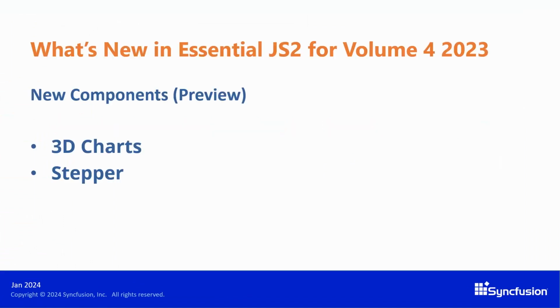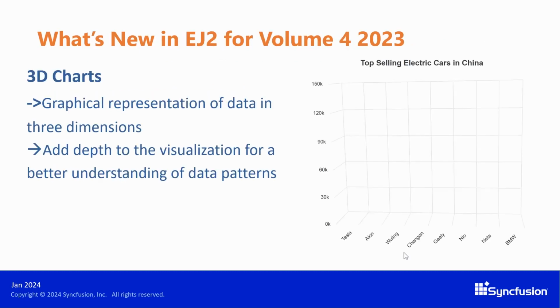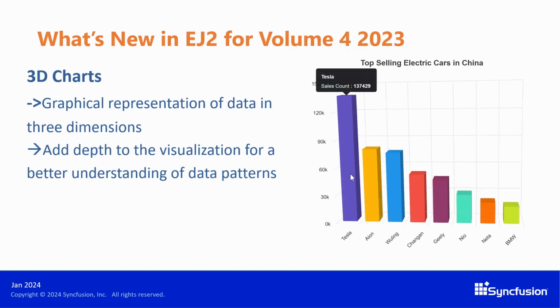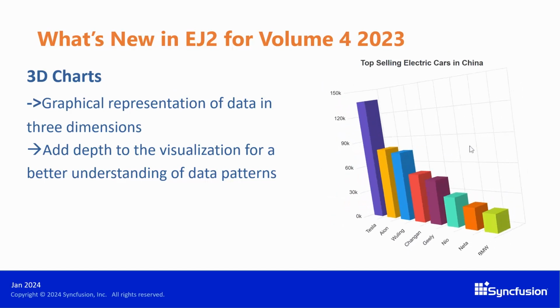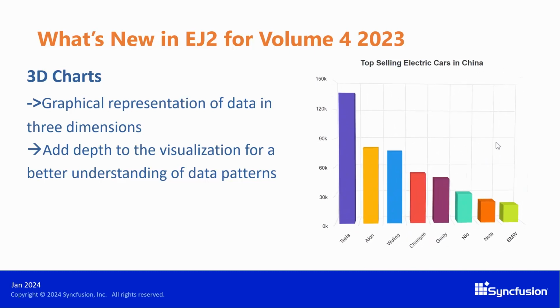The new components that are introduced in the EJ2 platforms are 3D chart and stepper. We have already seen about the stepper component. Let's see about the 3D charts. 3D chart is a representation of data in 3 dimensions. Unlike 2D charts, 3D charts add depth to the visualization for better understanding of data patterns.